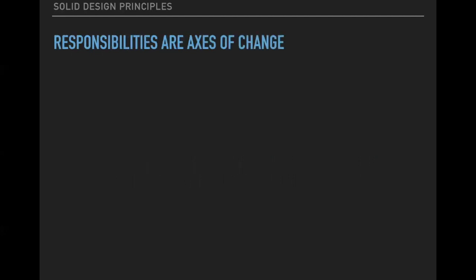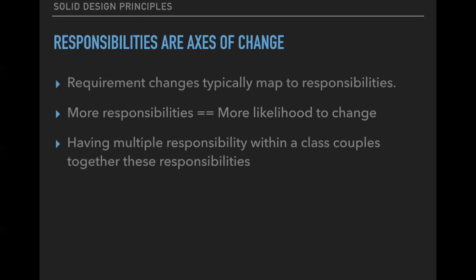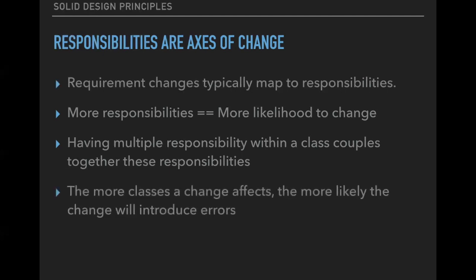Responsibilities, when we talk about classes, are defined as axes of change. Requirement changes typically map to responsibilities. So when you have more responsibilities for any class, there are more chances that it will change. When an object is doing multiple tasks, there are multiple reasons for the object to change, and that is what the single responsibility principle avoids. Having multiple responsibilities within a class couples these responsibilities together. The more classes a change affects, the more likely the change will introduce errors.